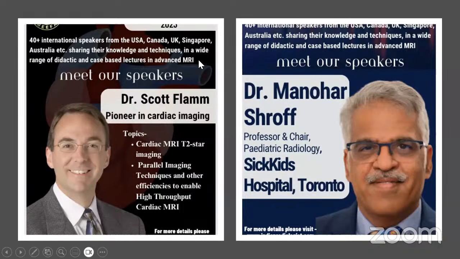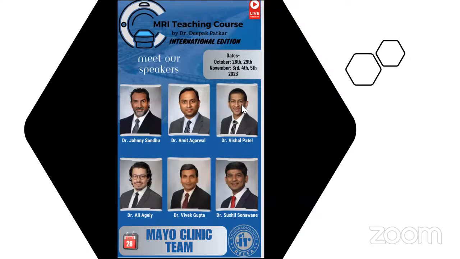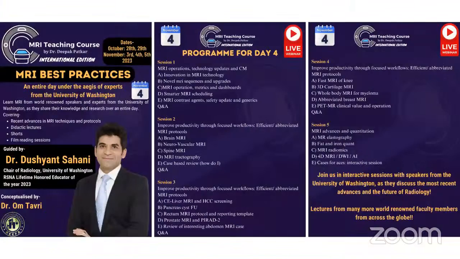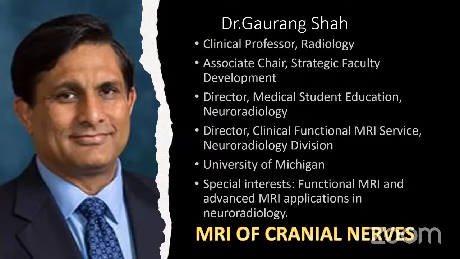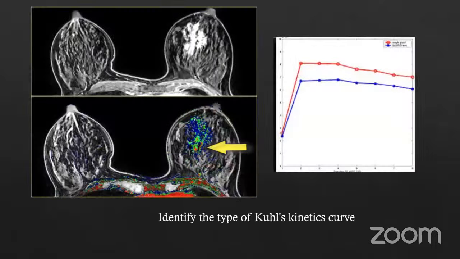So with this, now let us start with the quiz, and I will get back with the details of the upcoming course in between. So this is going to be the first question on your screen, and you have to identify the diagnosis and put it in the chat box. So you have to identify the type of kinetics curve, which we also call as Cole's kinetics curve. So just put your answers in the chat box.